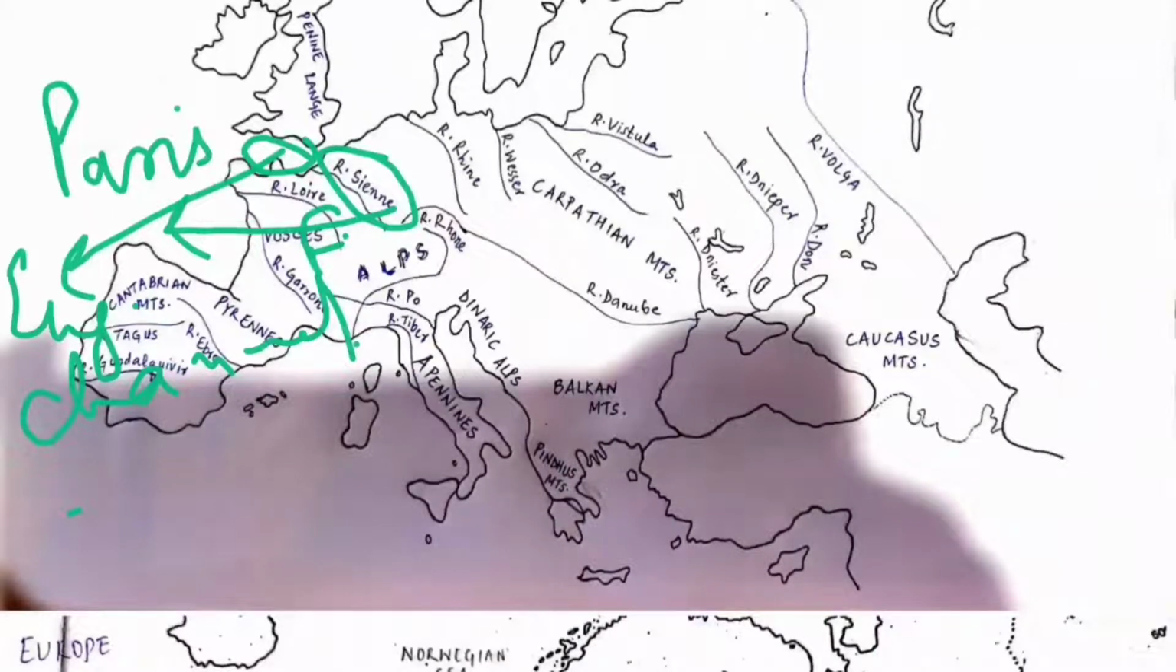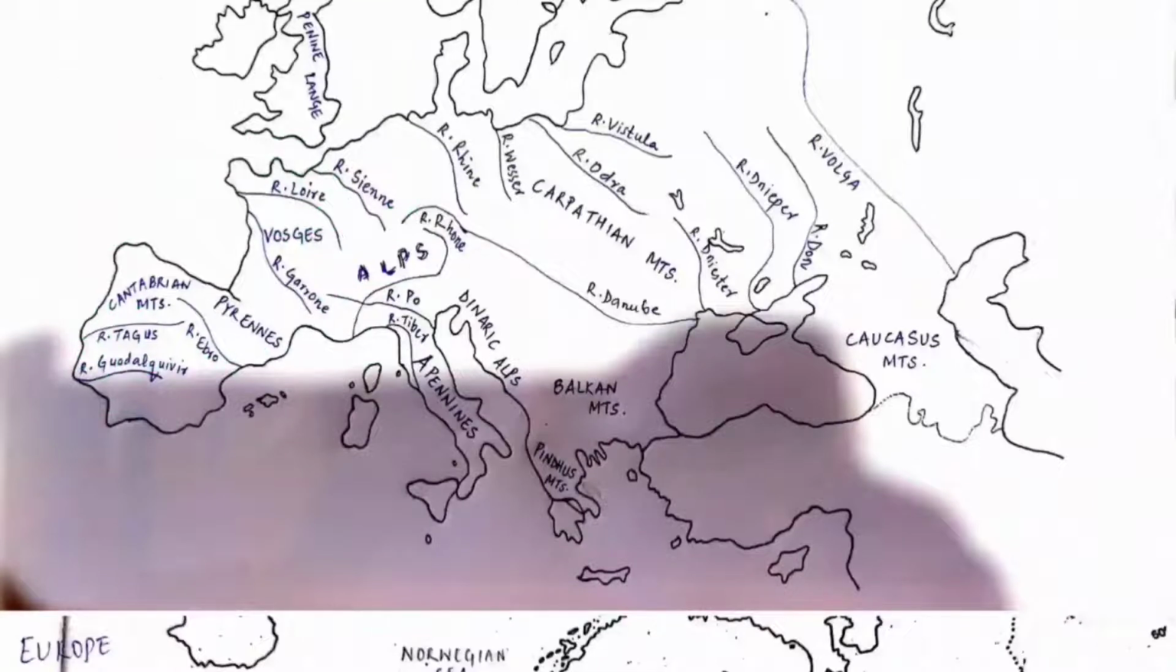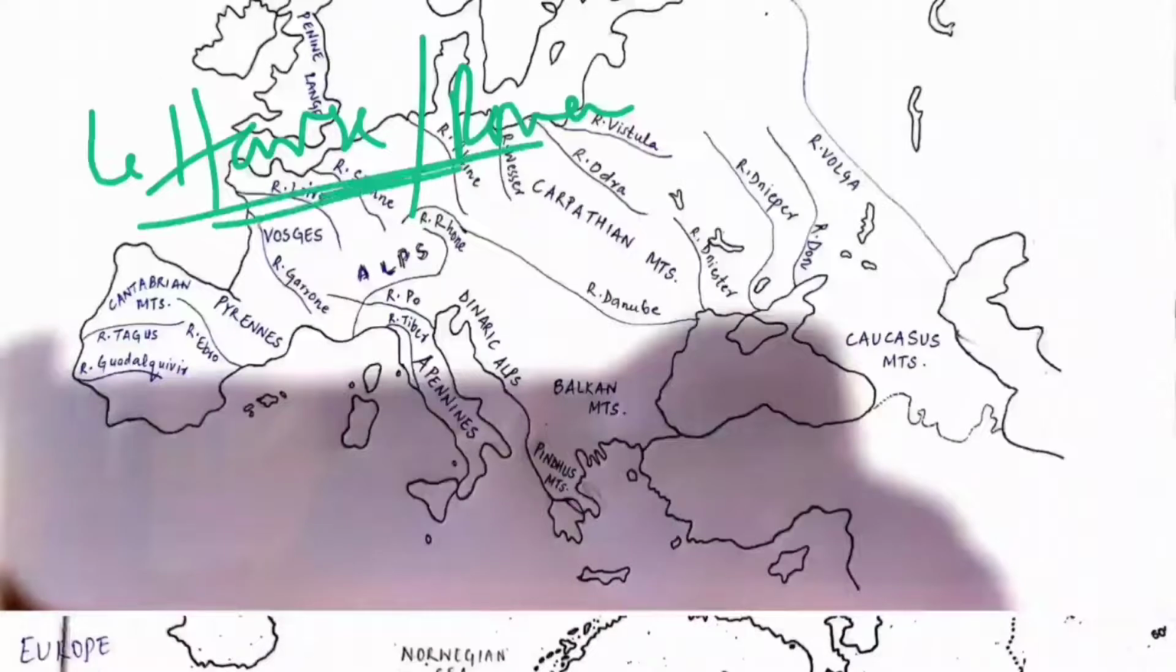And there is an important city, a famous city which is present on this river, and this is Le Havre or Rouen. Le Havre or Rouen is a famous city on this river.